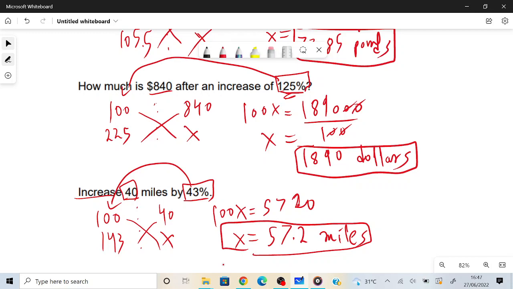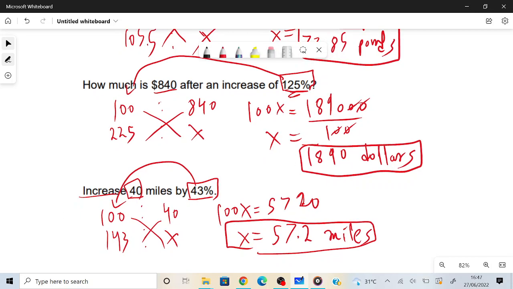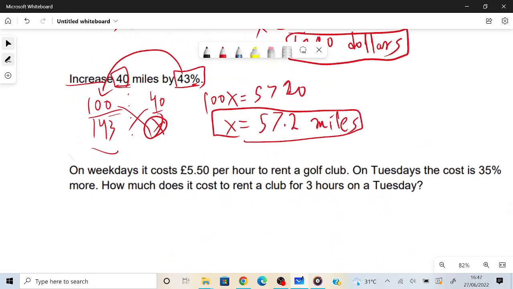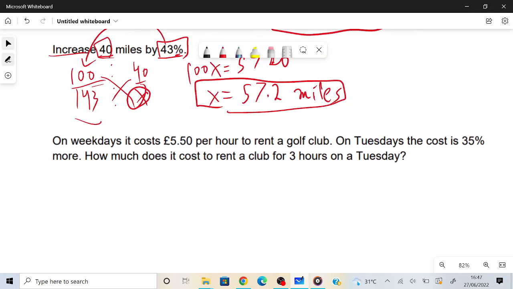So again, using the ratio method and the cross multiplication method, take your original value and put it down here at 100%. You add the percentage increase or decrease they've given you to that 100, so you have 143, and you now solve for the new value of x. And onward to the next example.